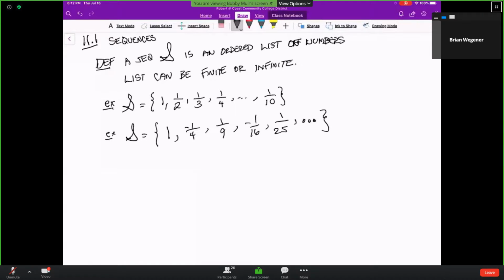Are we talking about sequences like the Fibonacci sequence? That type of thing? Well, we'll get there eventually, yeah. But we're just defining what a sequence is. Okay, it's just an ordered list of numbers.